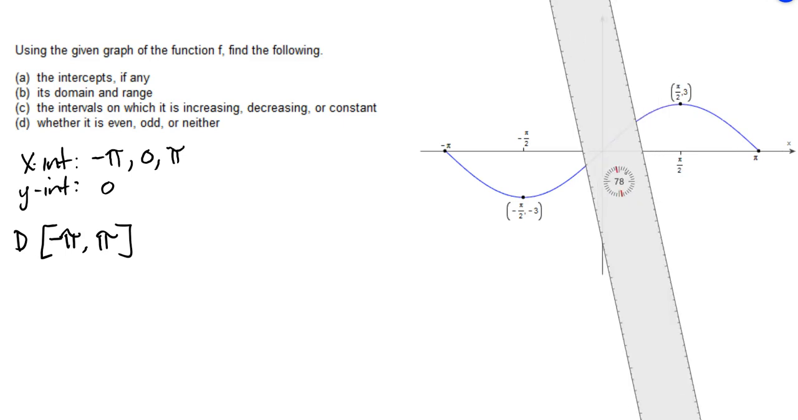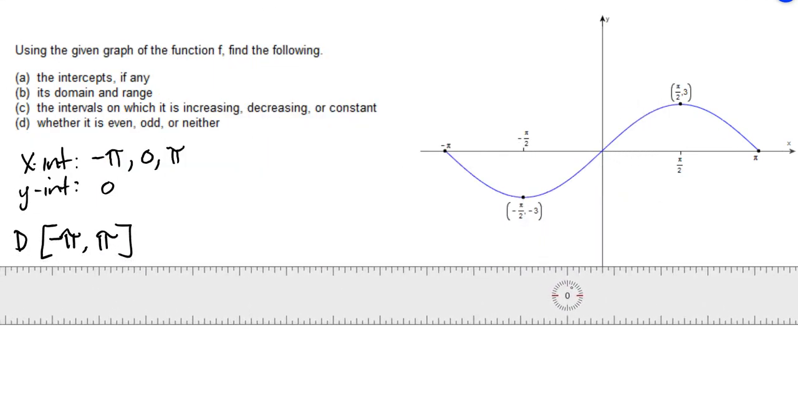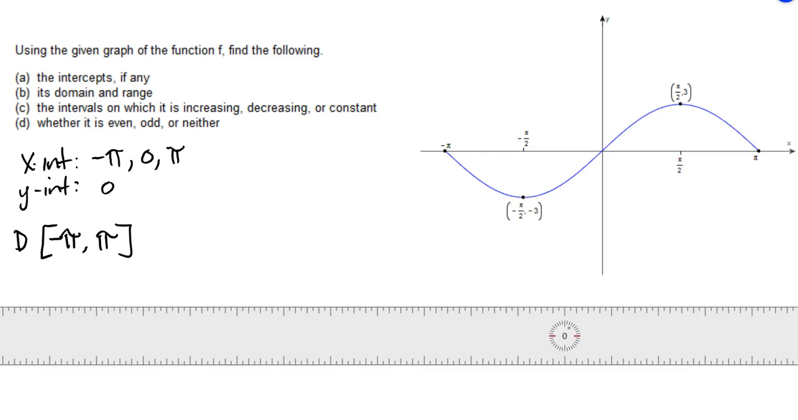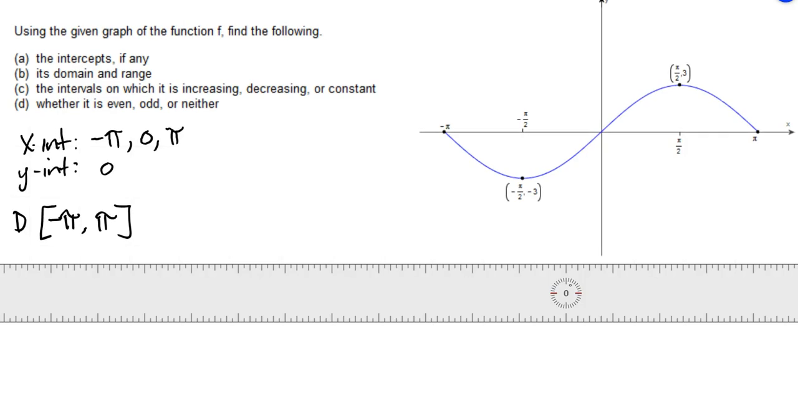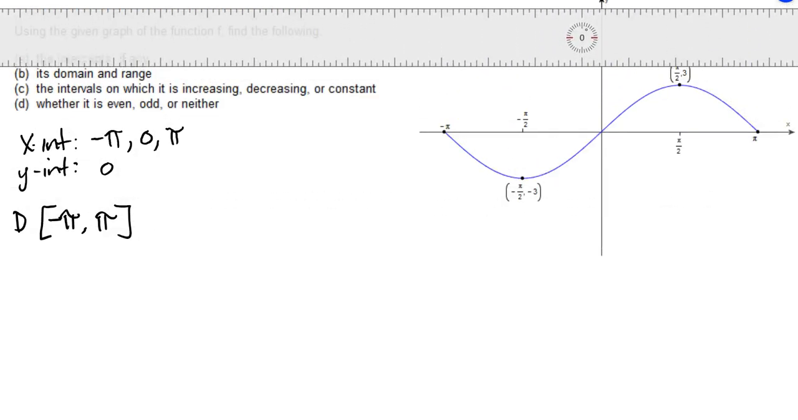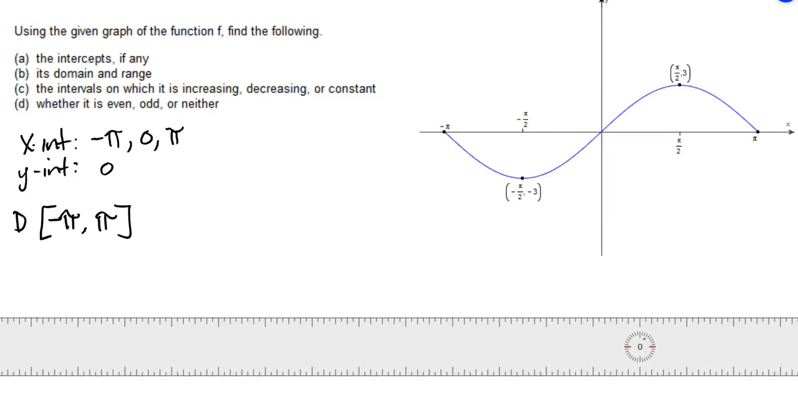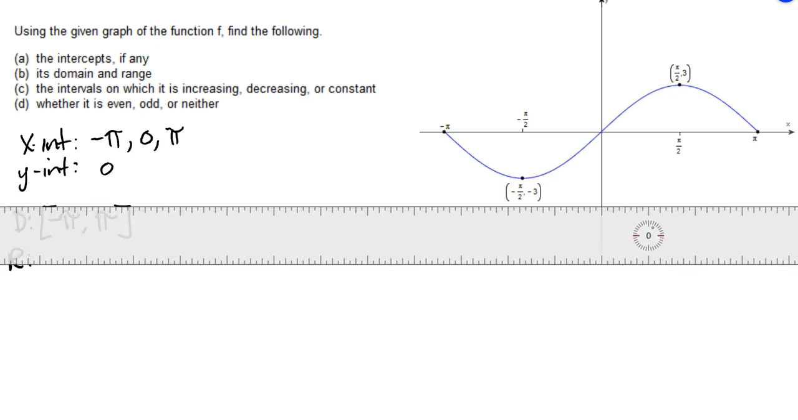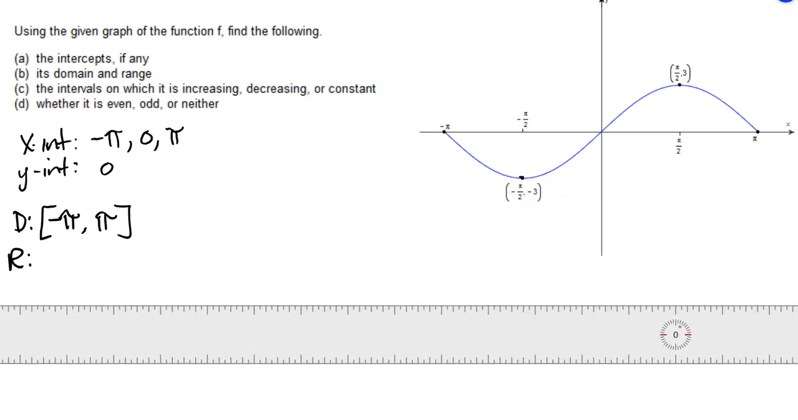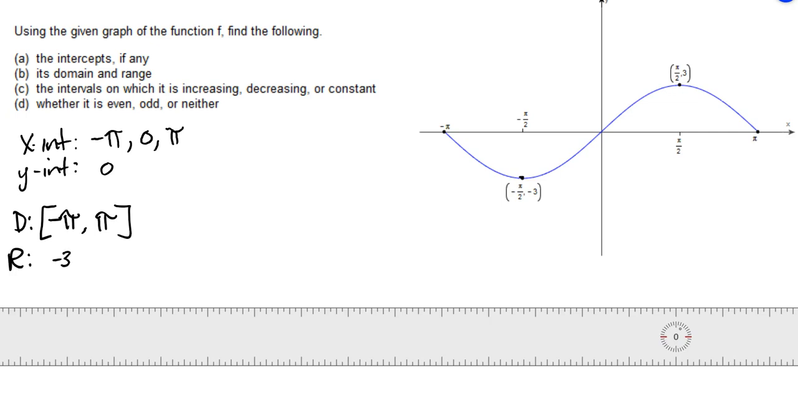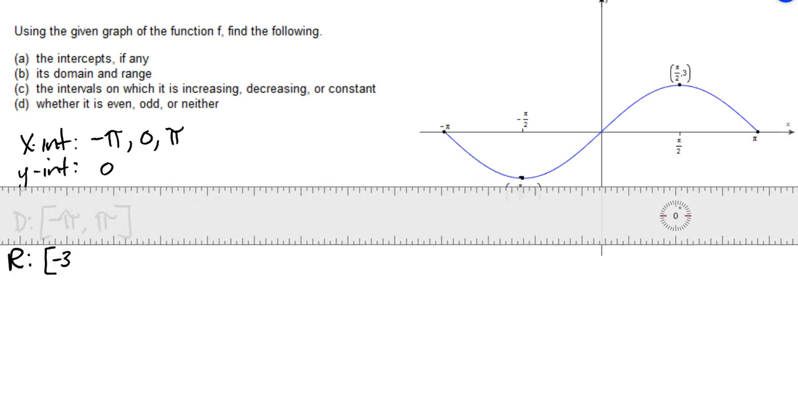I'm going to do the same thing for the range, but I'm going to hold my ruler horizontally, going from bottom to top. So I'm holding it horizontally because my ruler will be going across that y scale. For the range, the first time that my pencil hits the graph will be at this point right here, which has a y value of -3. So that's where my range will start. That point is on the graph, so I'll use a bracket to include that in the range.